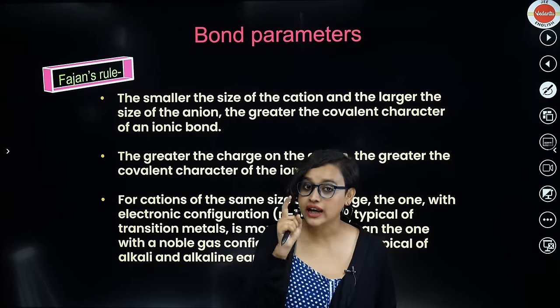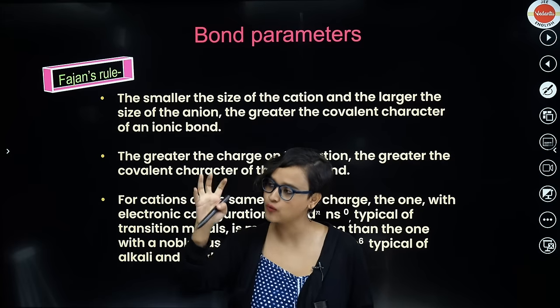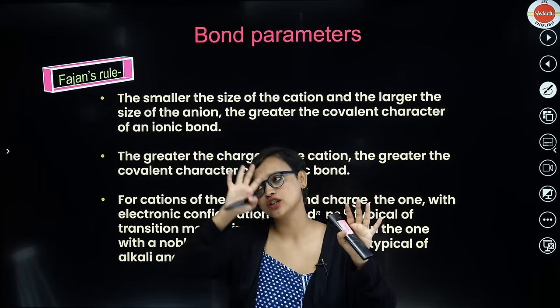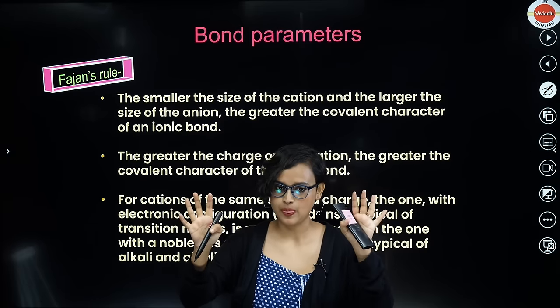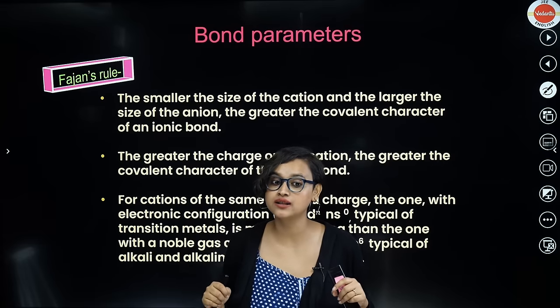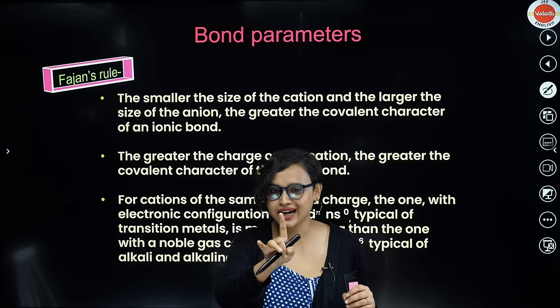And then, for cations of the same size and charge, imagine that there is one cation, there is another cation. Same size, same charge. 2 plus, 2 plus. Now, which one will you consider more polarized? Which one do you think has more polarizing power? Which one will be able to polarize more? Now comes this line. Understand this.